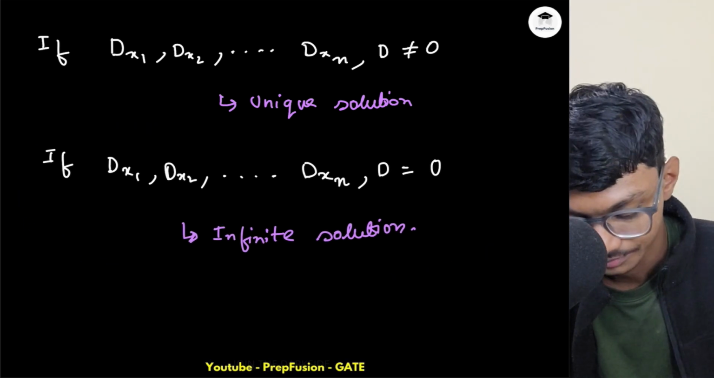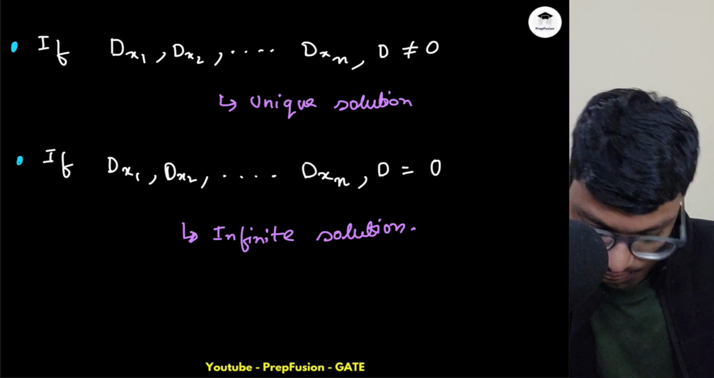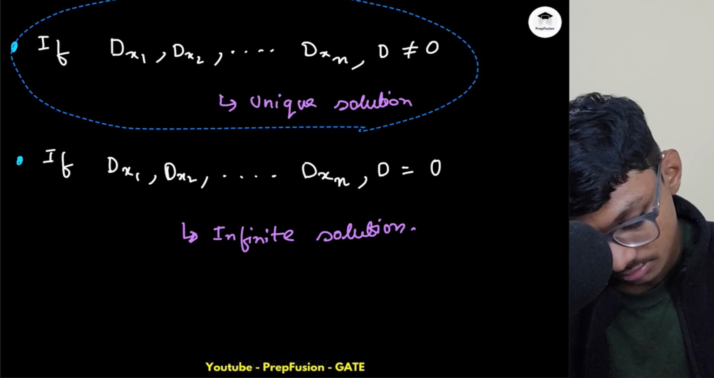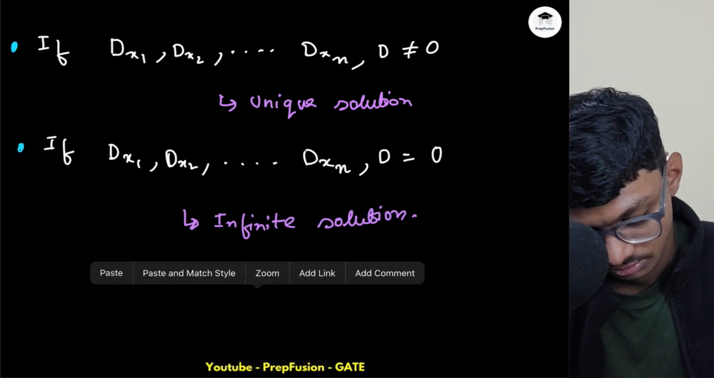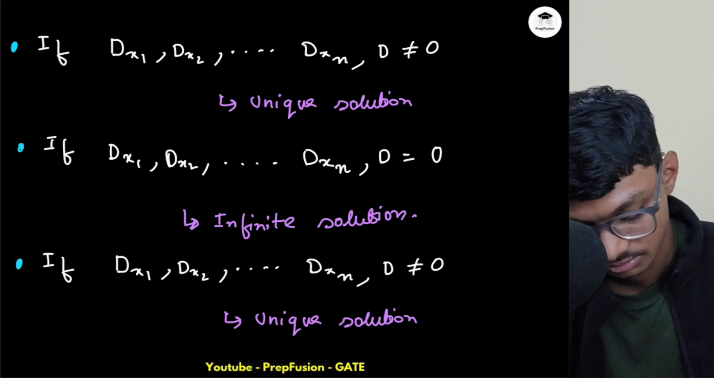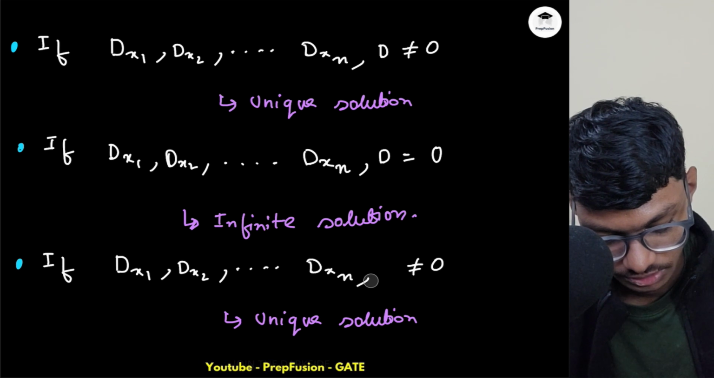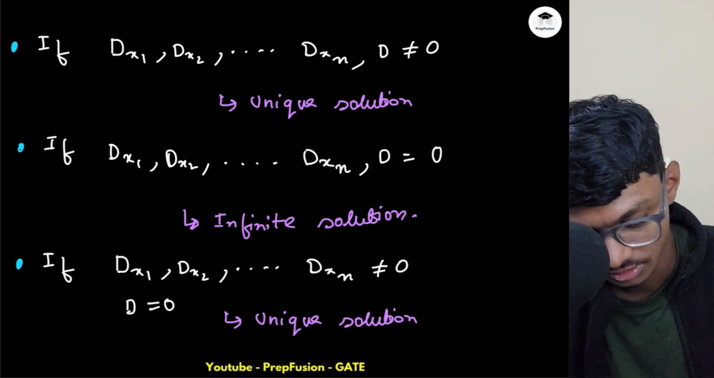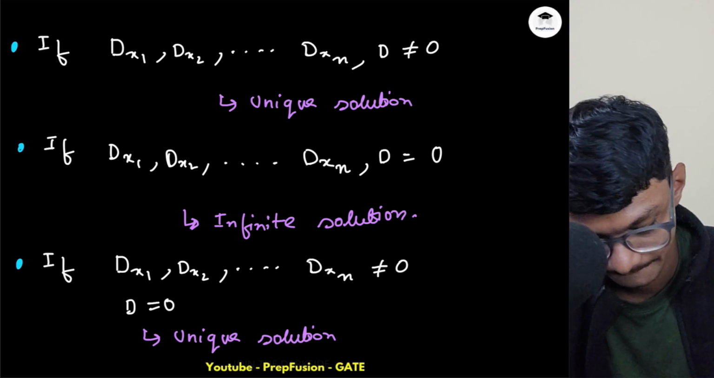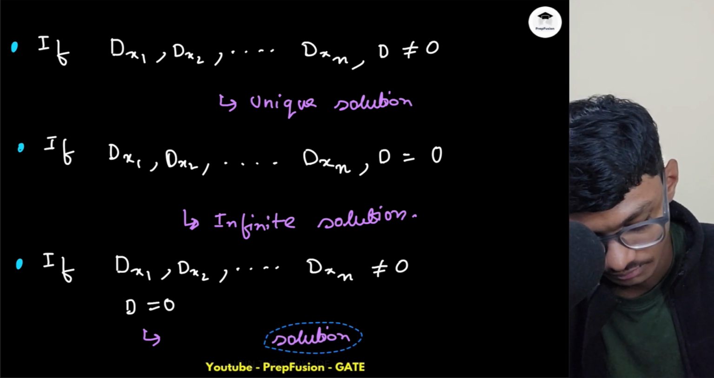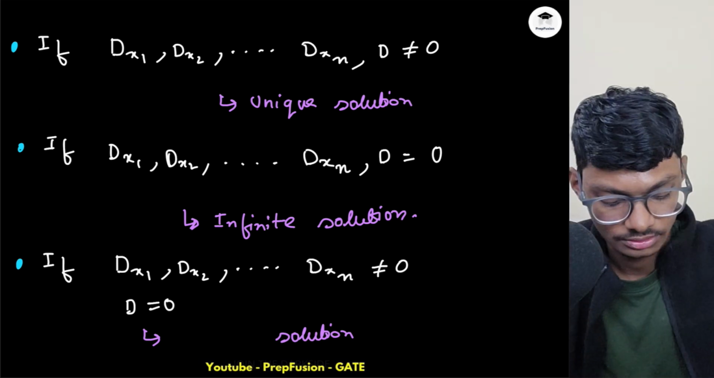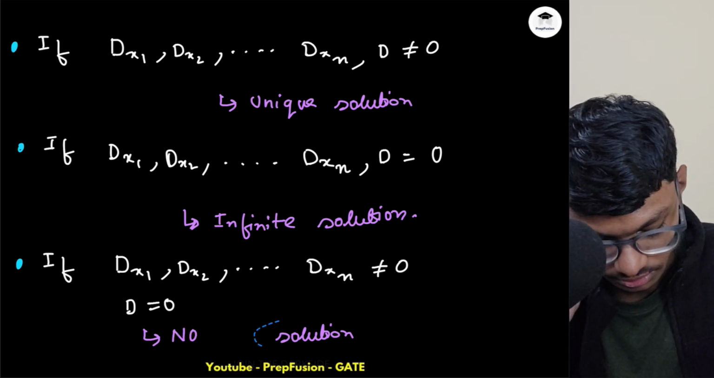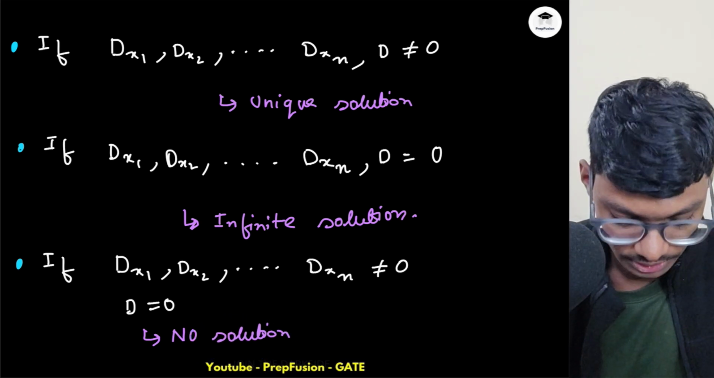Next is about the case where Dx is not equal to zero, but D is equal to zero. The determinant of the coefficient matrix is zero, then what will you get? You'll get no solution. So yes, these are the three cases.